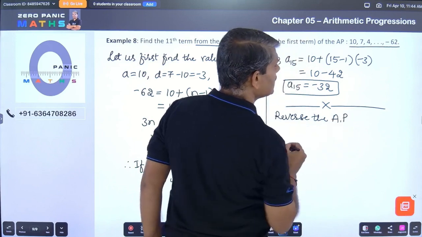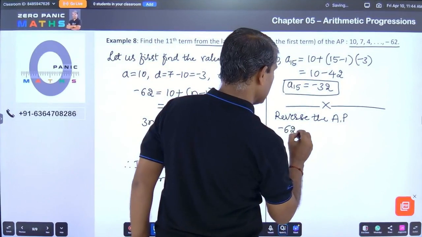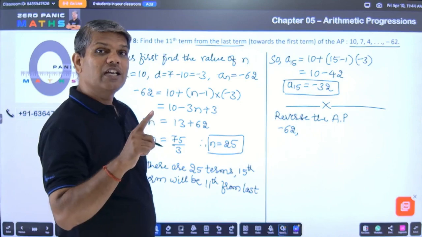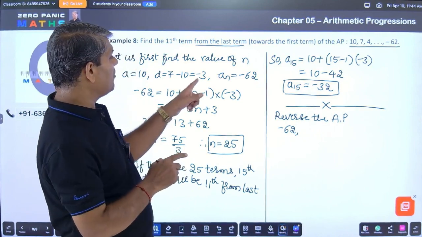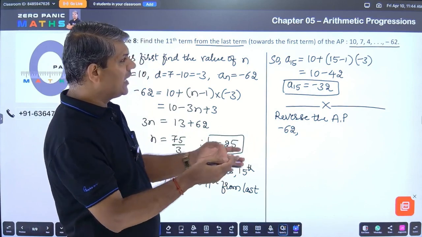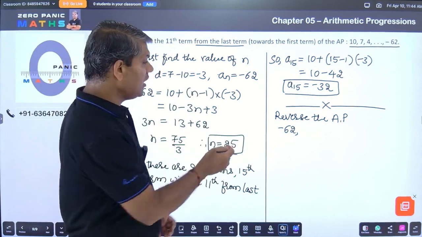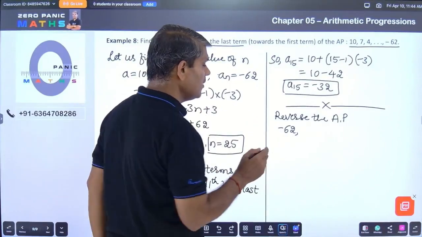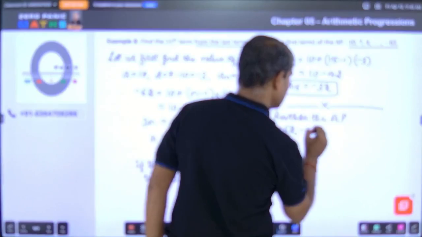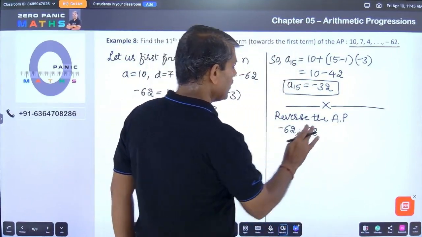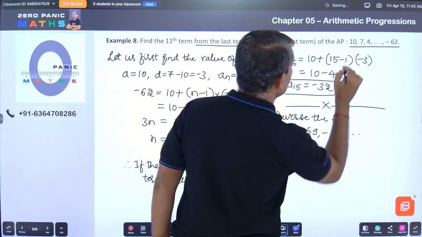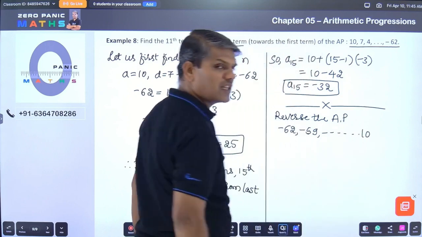What you are going to get is minus 62 as the first number, but the next number is not by adding minus 3, but it is plus 3, because you are going to get the lesser number compared to 62 in terms of minus. So it will be plus 3, so that is minus 59. So in this way, if you continue, the last term will be 10 in this case.